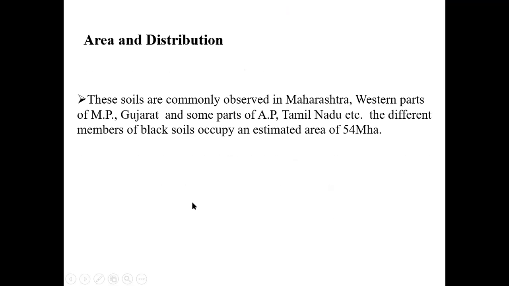So what are the distributions, from where these soils are distributed? These soils are commonly observed in Maharashtra, and western parts of Madhya Pradesh. You can see them in Gujarat and some parts of Andhra Pradesh and Tamil Nadu also. Overall, students, in India, these black cotton soils or black soils occupy around 54 million hectares.